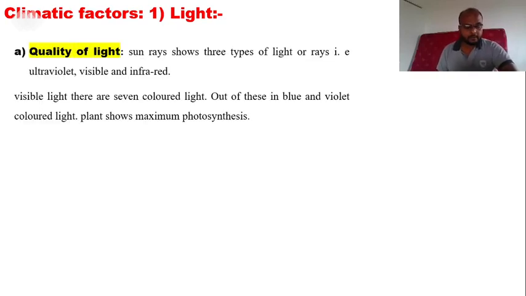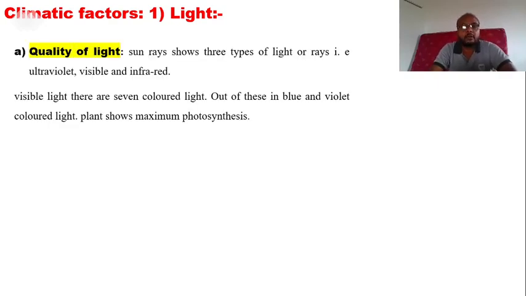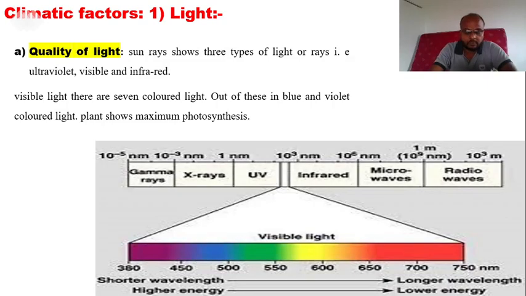Now we discuss light as a climatic factor. In an ecosystem, only green plants can fix and convert light energy into chemical energy by the process called photosynthesis. In sunlight, there is an electromagnetic spectrum, as you all know, and this electromagnetic spectrum has different lights.